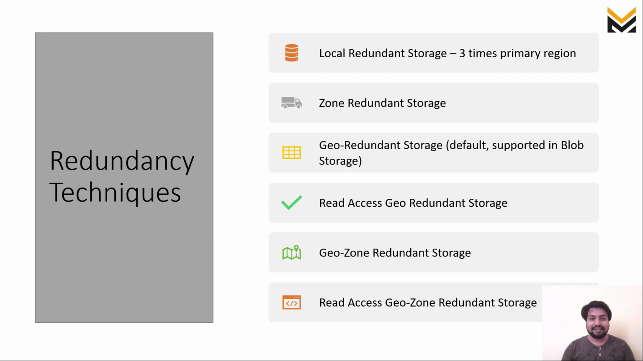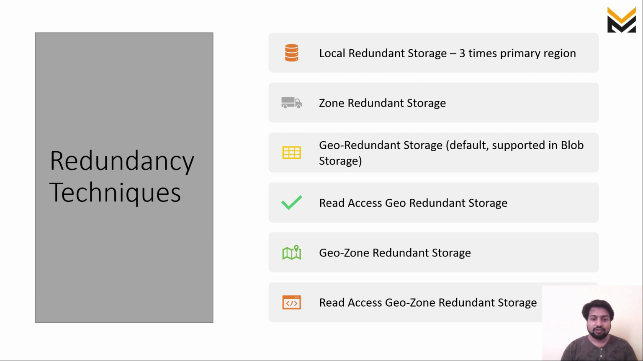Then comes the read access geo redundant storage. It is the same as GRS with only one difference. It will follow LRS, no issues with that, read and write everything will work. But on the secondary storage, where it has created the second copy of your data asynchronously, it will only provide read access on that server, not write access. That is the main thing over here.